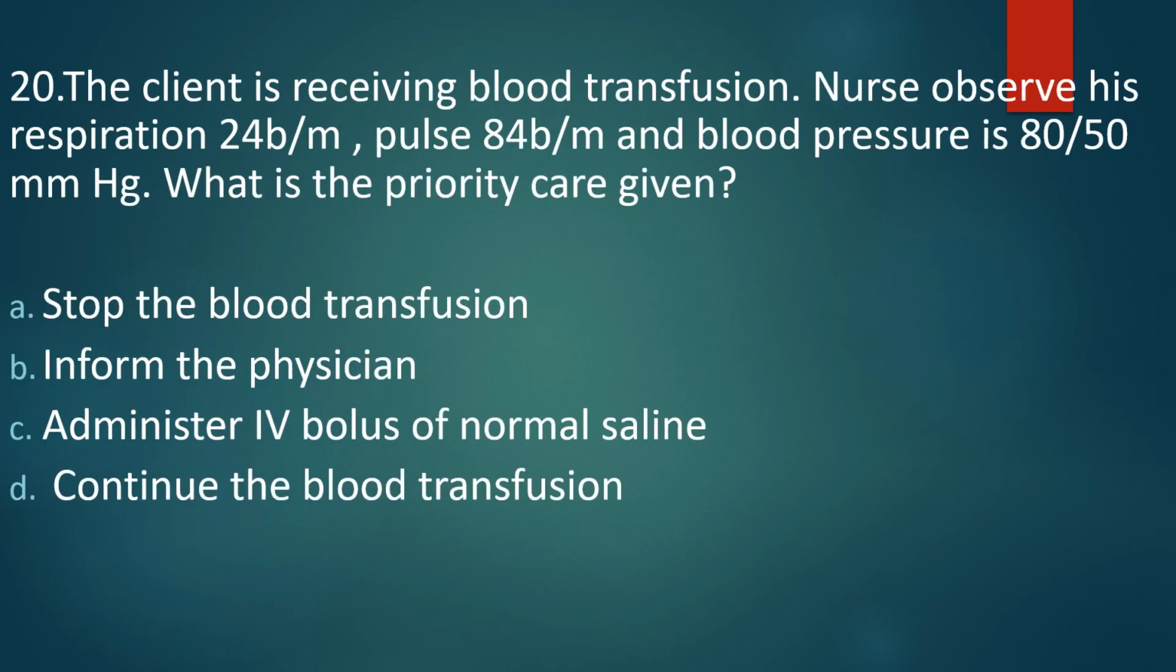The client is receiving a blood transfusion. The nurse observes respiration 24 breaths per minute, pulse 84 beats per minute, and blood pressure 80 by 50 mmHg. What is the priority care given by a nurse? Option A, stop the blood transfusion. B, inform the physician. Option C, administer IV bolus of normal saline. D, continue the blood transfusion.